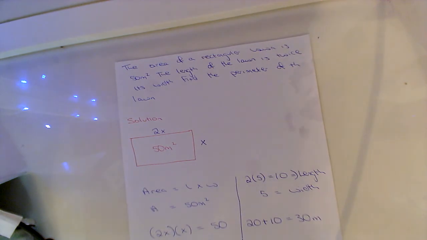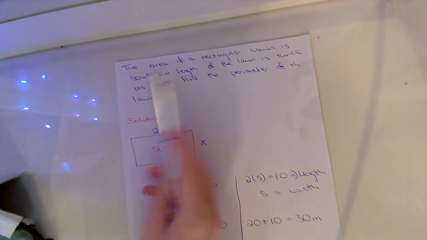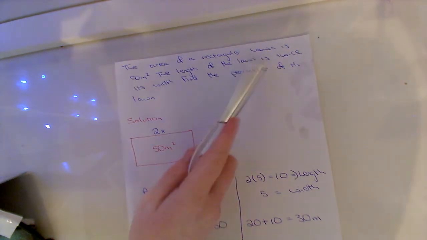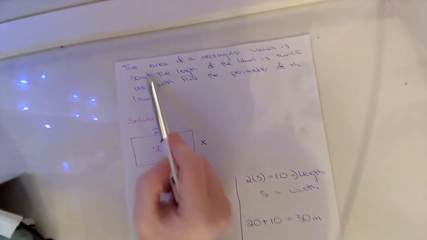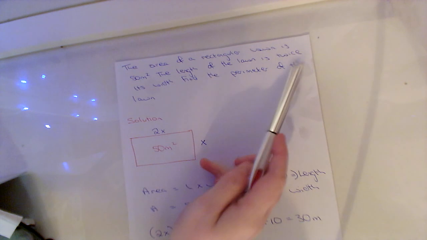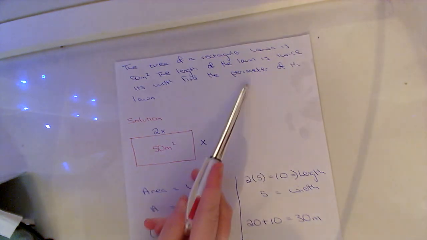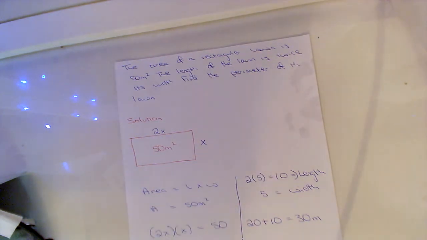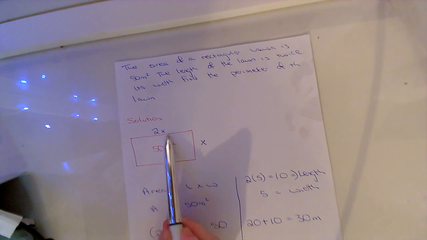And then the last example which I'm going to go through says the area of a rectangular lawn is 50 meters squared. The length of the lawn is twice its width. Find the perimeter of the lawn. Okay, so what I did here is I said my width, I'm just going to call it x. I don't know what it is, but I'm told my length is twice my width. So twice my width will give my length to be 2x.